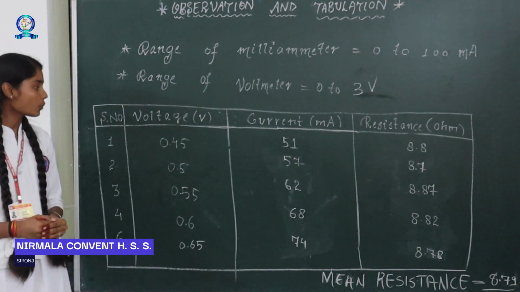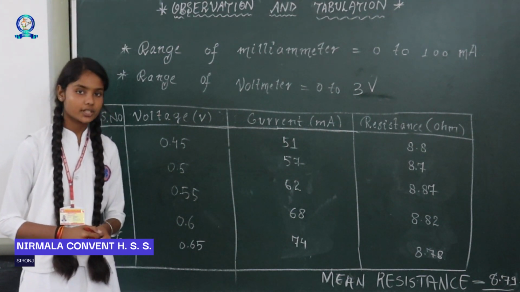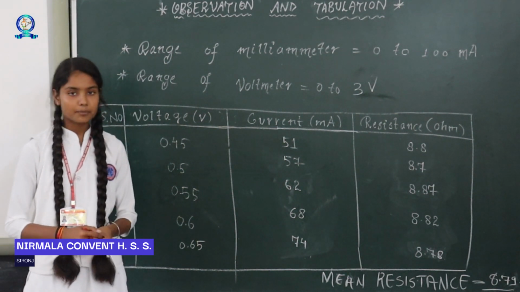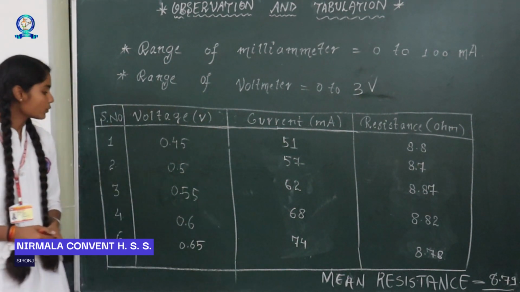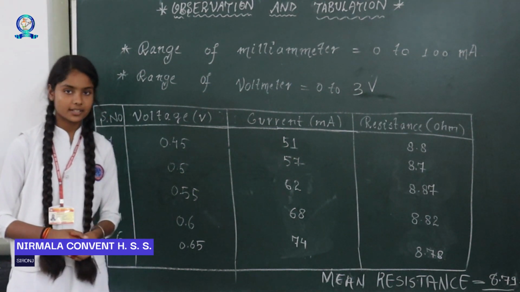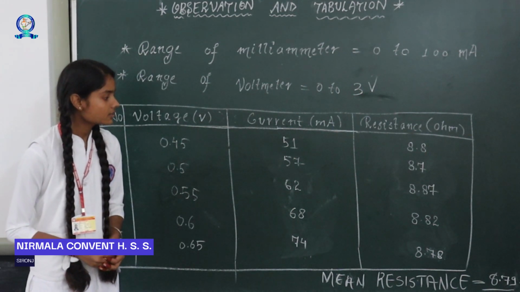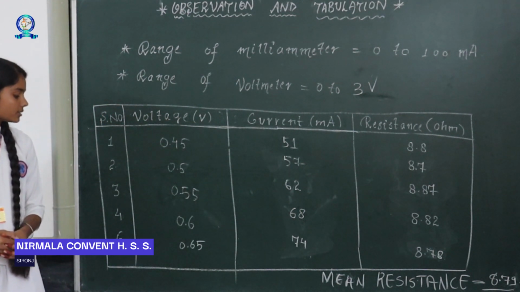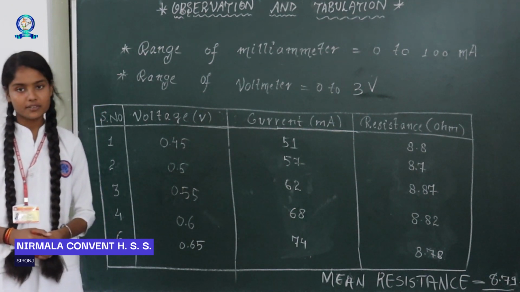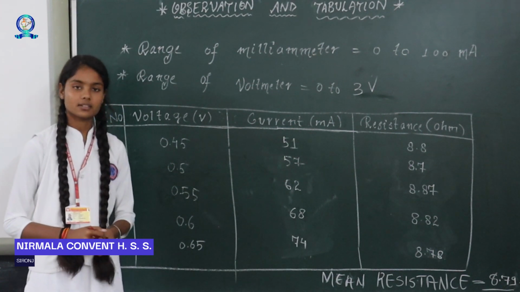For 0.45 voltmeter reading, our current is 51 milliampere and resistance is 8.8. For 0.5 voltmeter reading, our current is 57 milliampere and resistance is 8.7. For 0.55, current reading is 62 milliampere and resistance is 8.87. For 0.6, current reading is 68 milliampere and resistance is 8.80. For 0.65, current reading is 74 milliampere and resistance is 8.78. Our mean value, the sum of all the resistance values divided by the number of readings, is 8.79.